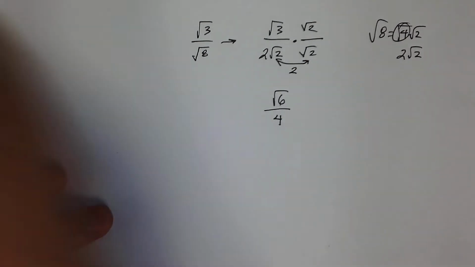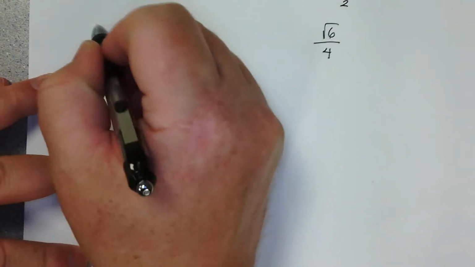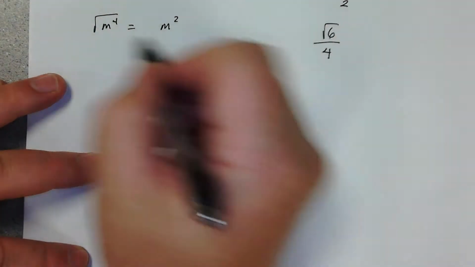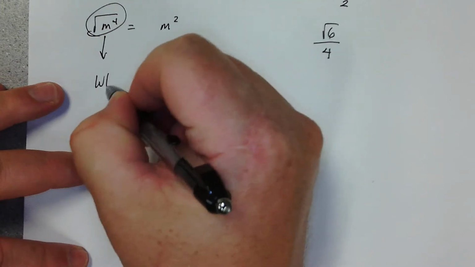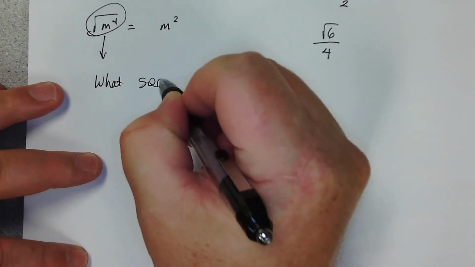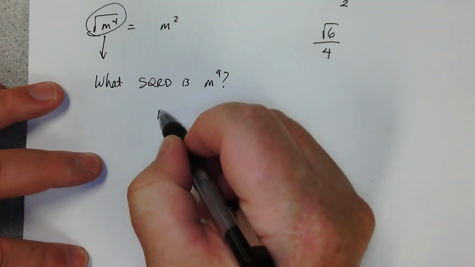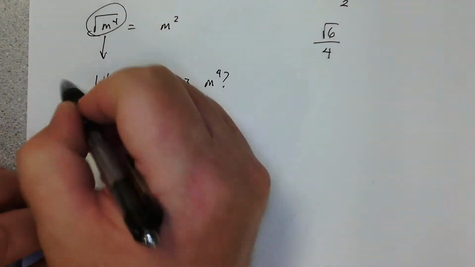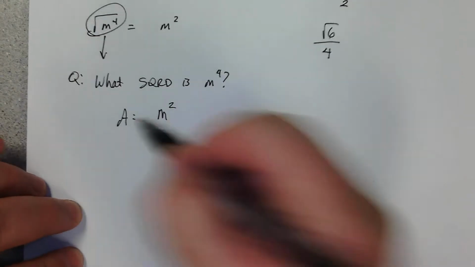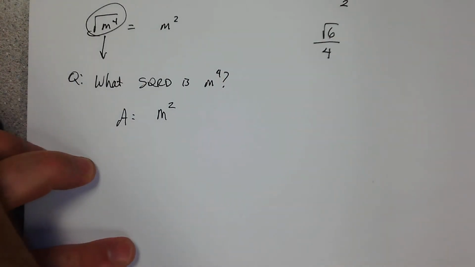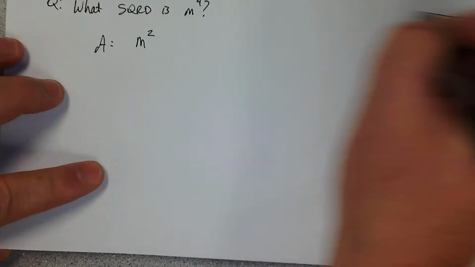All right, next up, the square root of m to the power of 4. Well, that's m squared. This is saying, hey, what's squared is m to the power of 4? That's what it says. Well, isn't the answer to that question m squared? So that's the question, and the answer is m squared. All right. Onward and upward to greater and more wonderful things.